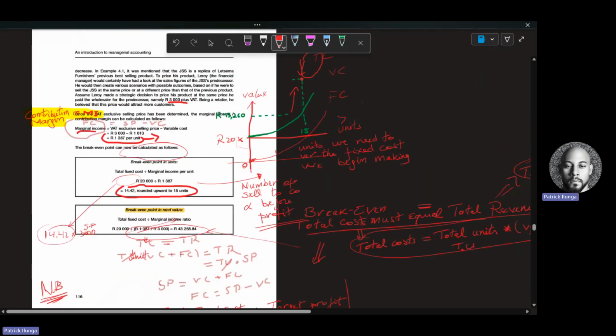All right. So very, very important, right? Very important. So if we need now to find the number actually in rand, so not in units, in rand, we need to take the total fixed cost divided by the marginal income ratio. You know how to calculate the marginal income ratio, right? You take the marginal income divided by the selling price, which is that 3,000 rand. That will give you the marginal income ratio, right?